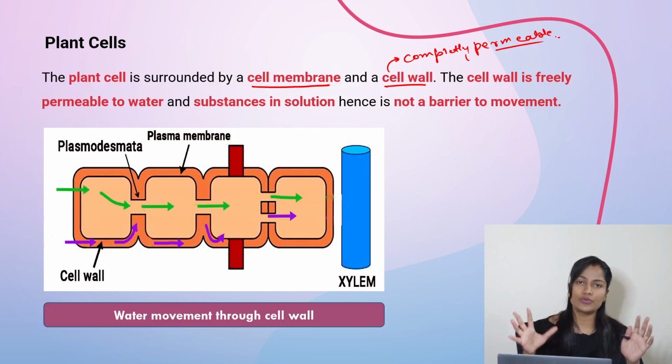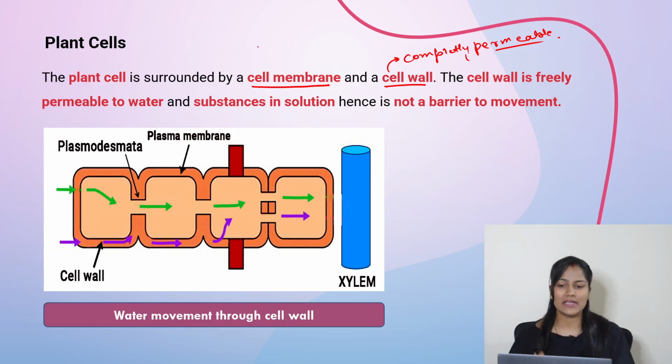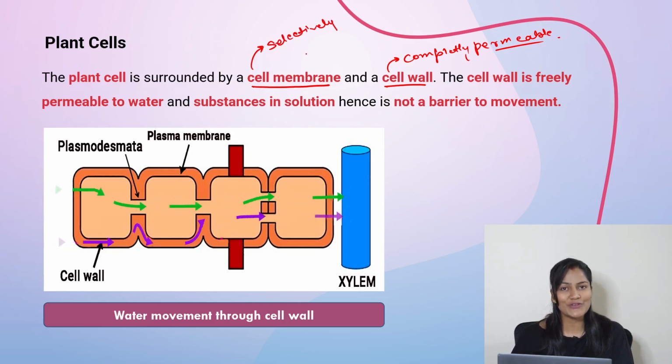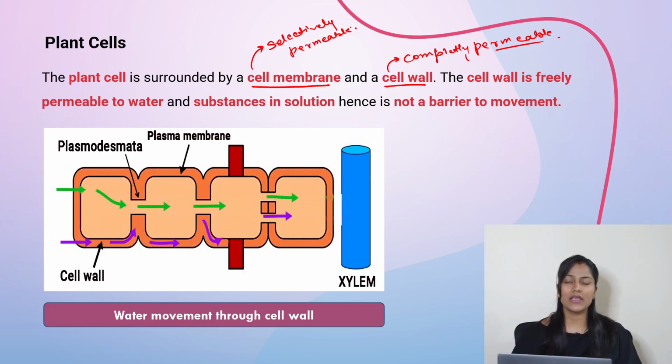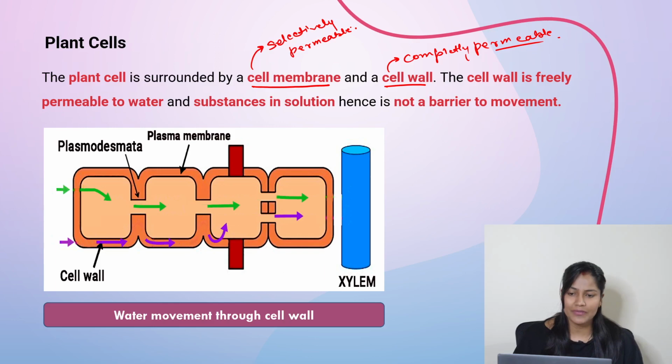She is not going to regulate anything, whereas the cell membrane is going to be your selectively permeable, and the selective nature is going to come because of the lipids and proteins. So selectively permeable. ठीक है, तो selectively permeable cell membrane present होगी.